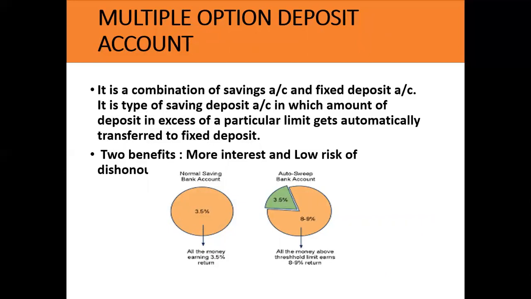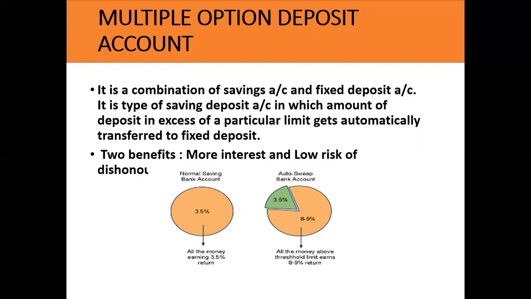But in case of this type of account, what happens is, as soon as your balance goes above some limit, suppose 10,000 is the limit, after that whatever balance is coming in multiples of 10,000 will get transferred to fixed deposit automatically, and you will earn more interest. Okay, so two benefits are there. One is you will earn more interest, and the second is a low risk of dishonoring of checks.